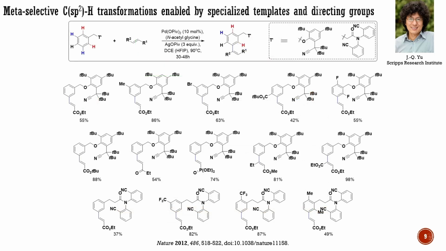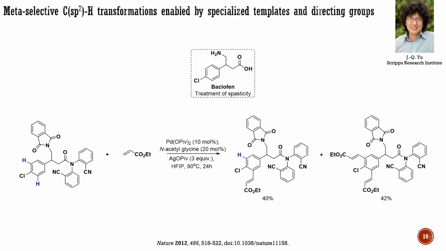The substrate scope is presented here. Following their report, it should be mentioned that the reaction works well for a wide range of substrates, producing corresponding meta-olefination products in good yields. They successfully applied their strategy for the late-stage C–H functionalization of the commercial drug baclofen, although in this case, they obtained a 1-to-1 mixture of mono and disubstituted products.